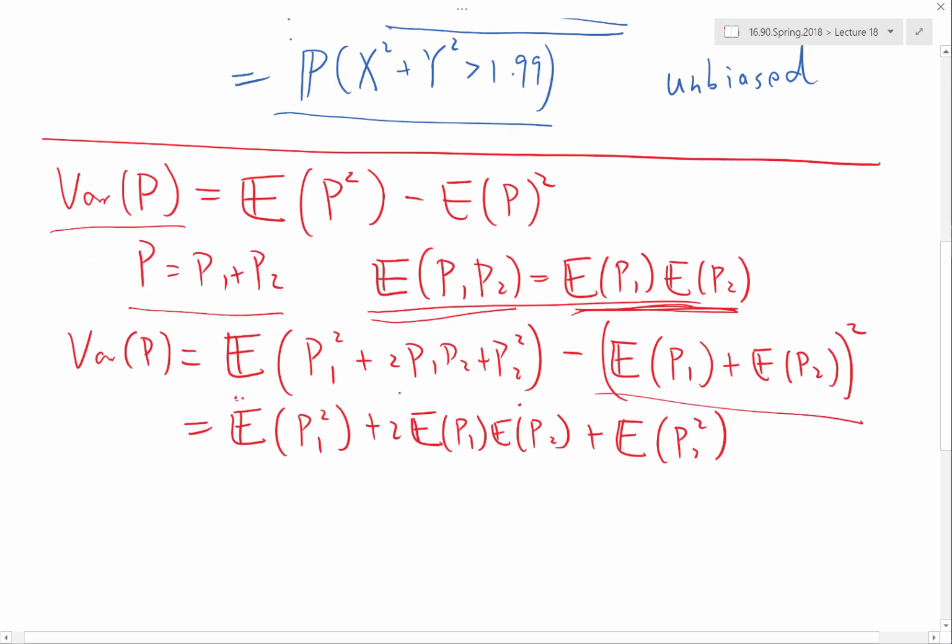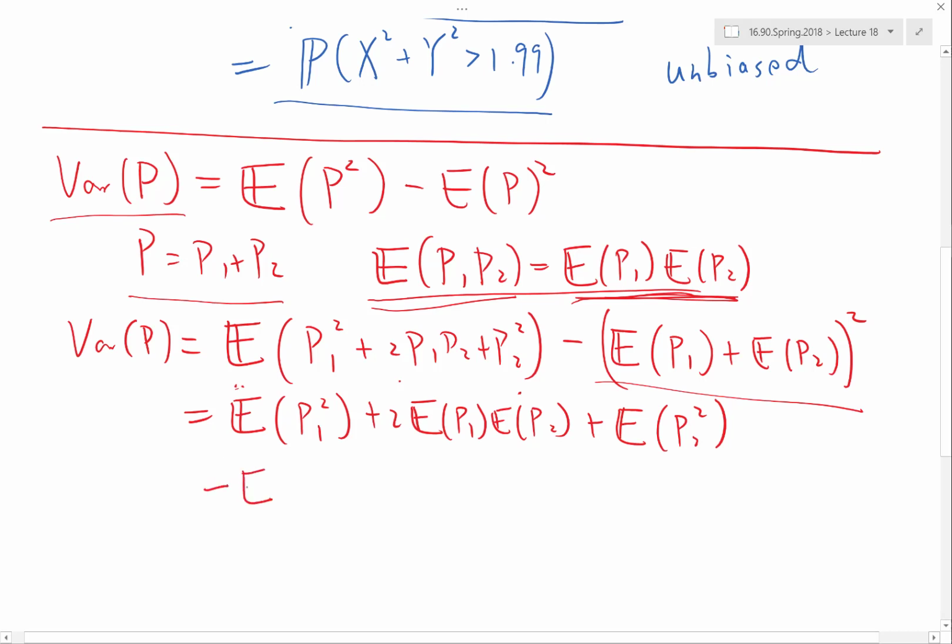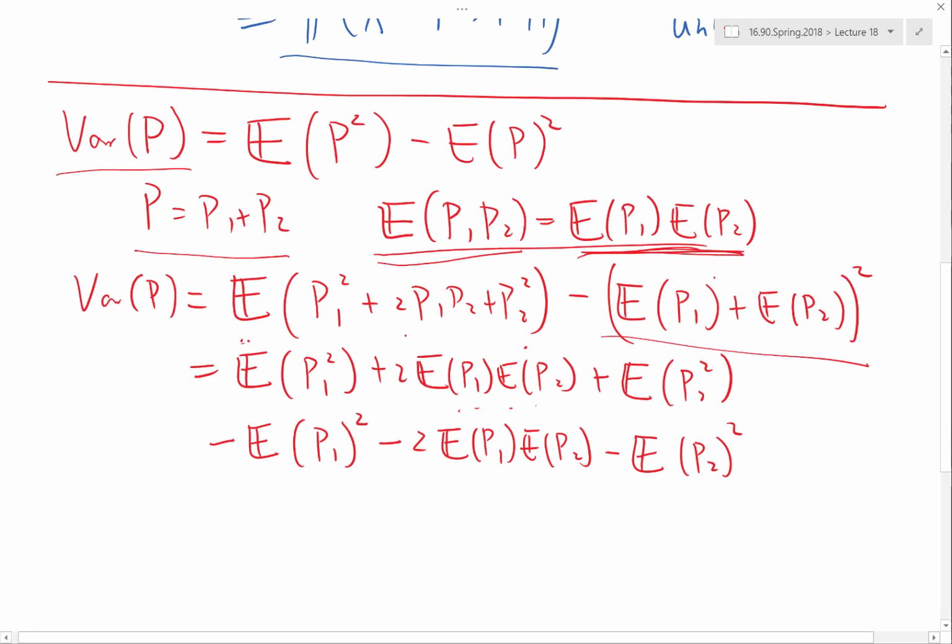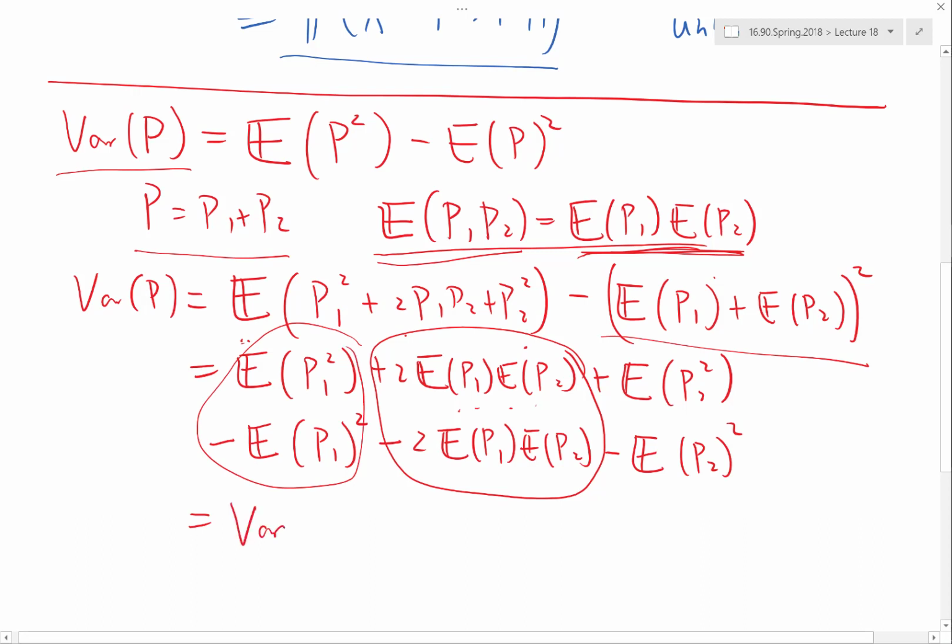And then here, the minus part, let's also break it apart. The first term is the expectation of P1 squared, which is outside the expectation, minus 2 times the expectation of P1 times the expectation of P2, which exactly cancels what's from the first term, and then minus the expectation of P2 squared, right? So what we realize is the middle term gets cancelled, and this combines to be the variance of P1, and this combines to the variance of P2.